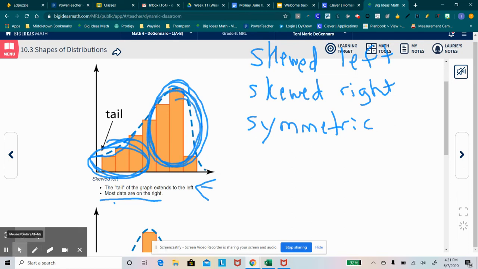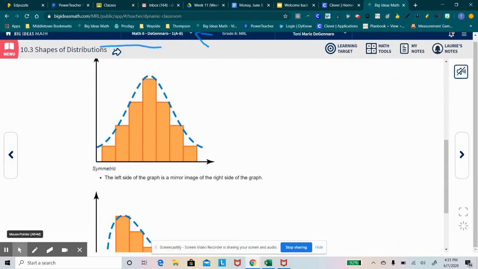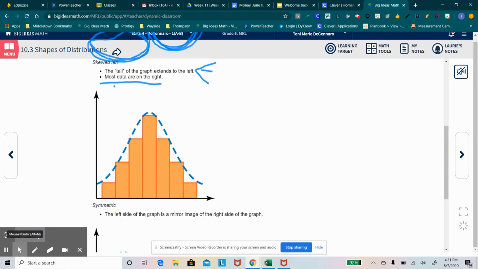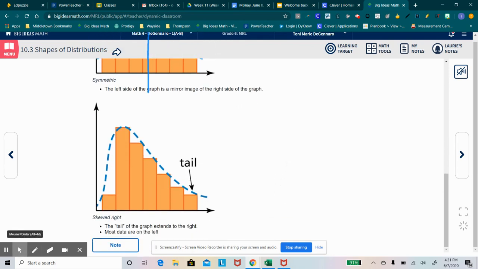All right. Going back now to the next one, the best way to look at symmetric is by looking for a mirror image. It has to look pretty much similar. It doesn't have to be perfect, but it has to look pretty much similar on the left as it is on the right. And if it looks pretty similar on both sides, then you know your data is symmetric.